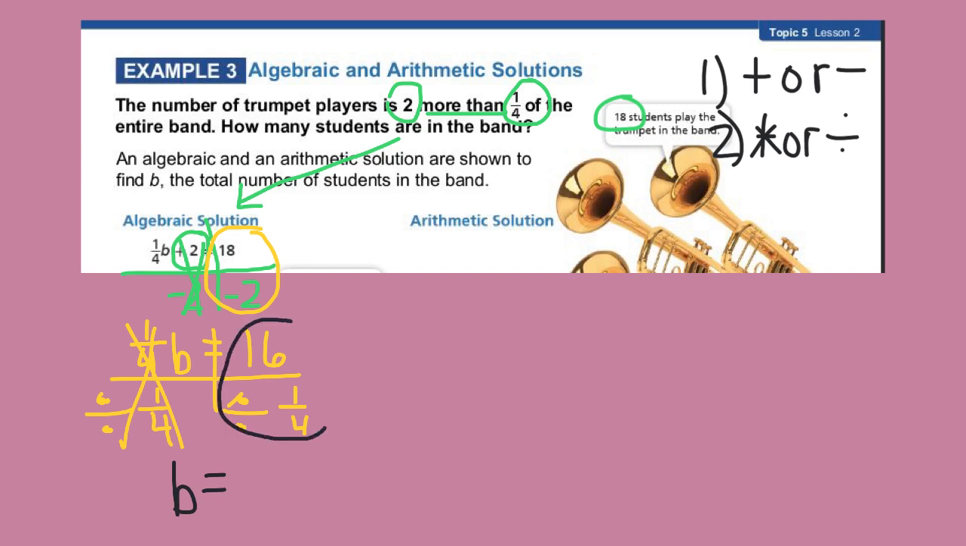And my answer is whatever 16 divided by 1/4 is. Now, some of you might try that in your head and get 4, but that is not correct. If you do it on a calculator, 16 divided by 1/4 is actually 64 people in the band.